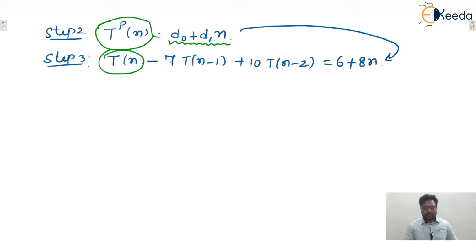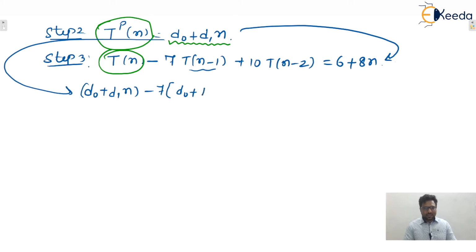Yes, this is Tn minus, isn't it? So instead of Tn, we can write it like, yes, substitute this particular solution in the given recurrence relation. T of Pn is the same because P is only for indication, nothing else. So instead of Tn, we can substitute d naught plus d1n. This becomes 7 Tn minus 1, which becomes d naught plus d1 n minus 1.